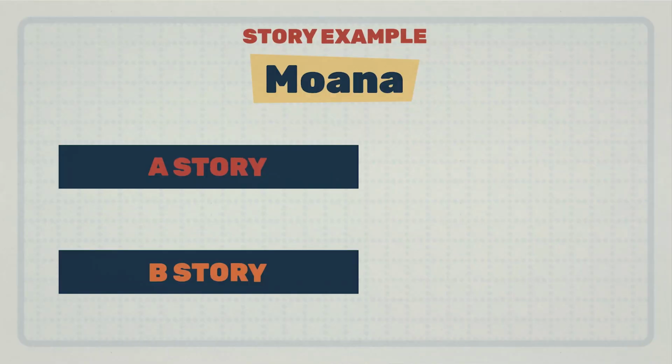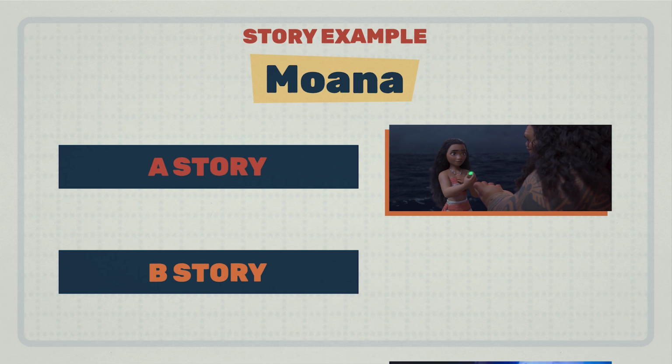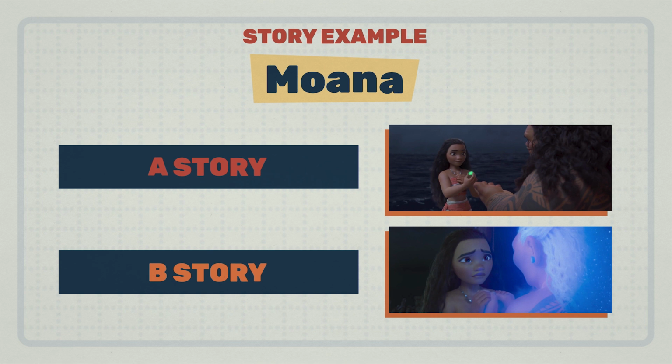So, to expand on an earlier example, where the A story in Moana is Moana returning the heart of Te Fiti to the island of Te Fiti, the B story is Moana learning that even though her leaders have left her, she has now grown into a leader herself. So we have two stories, both happening at the same time and both equally essential. The top one is external, the bottom one is internal.